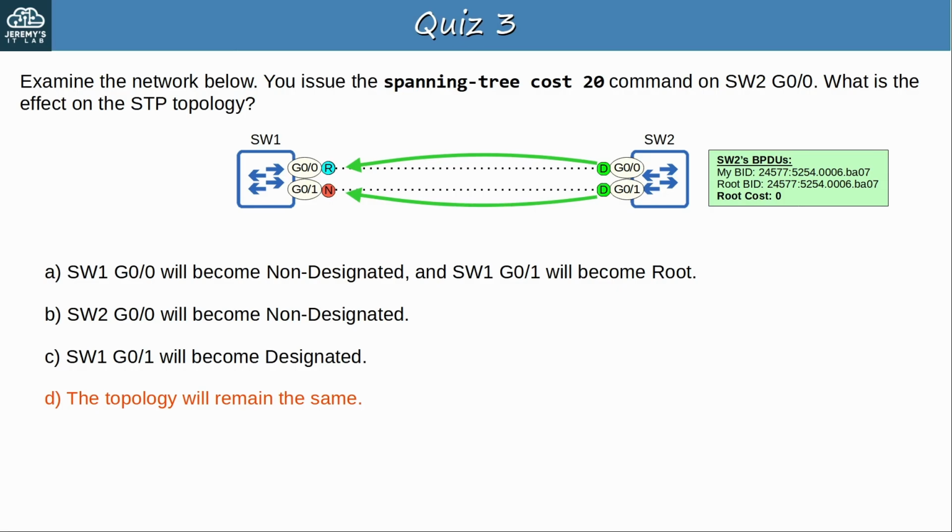Now, if we were to issue the command on switch 1 G00, that's a different story. That would affect switch 1's decision. It would select G01 instead of G00 because of G00's increased cost. Okay, that's all for the quiz. I hope this video was helpful.